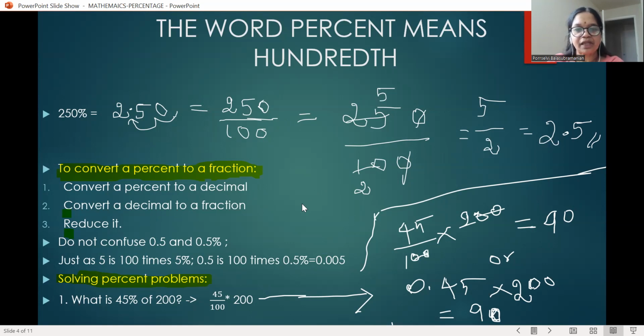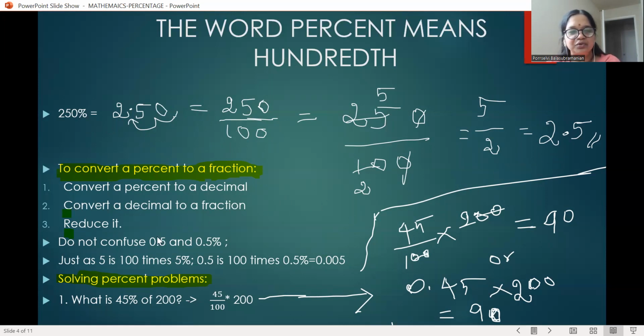Okay. Now we'll see the steps to convert a percent to a fraction. First you have to convert the percent to a decimal, then convert the decimal to a fraction. At the end, you have to reduce it. So see here, already I explained 250 percentage. You converted into a fraction, then you simplify it. At the end, we got the decimal value 2.5.